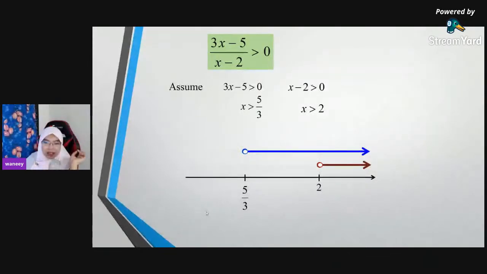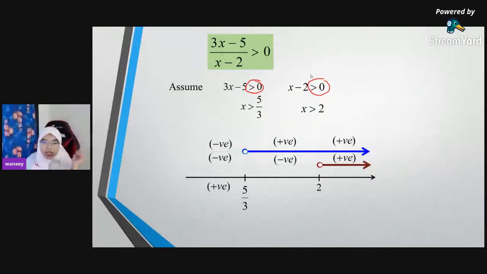And then since we are assuming them to be greater than 0, so kita assume greater than 0 or positive. That means on top of the line, we are supposed to use positive. Other than that, we have to use negative. So now make a conclusion, negative over negative, that one will become positive, positive, negative, negative, positive, positive, it will become positive. Now decide the answer.